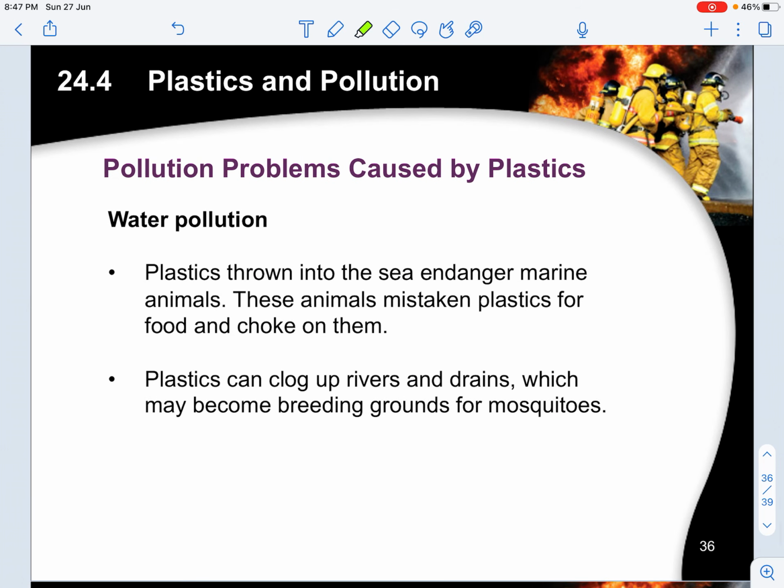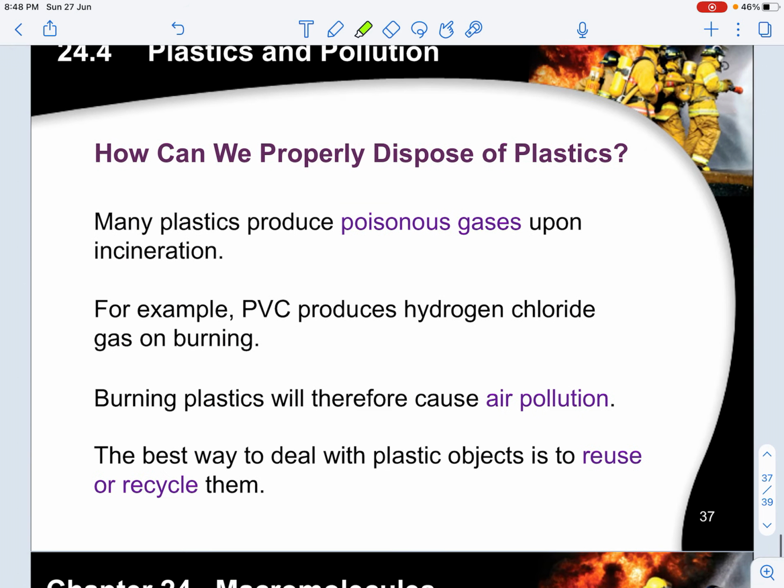Then there is water pollution. Because they are non-biodegradable, the plastic that you throw will always remain in the ocean bed. And sometimes when marine animals go in and eat all this plastic, it tends to accumulate in the stomach, because this cannot be decomposed, and eventually they can die. For some marine animals, they don't really know how to differentiate what they can eat and what they cannot eat.